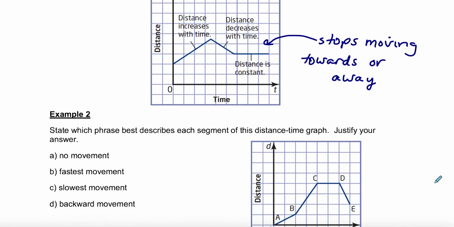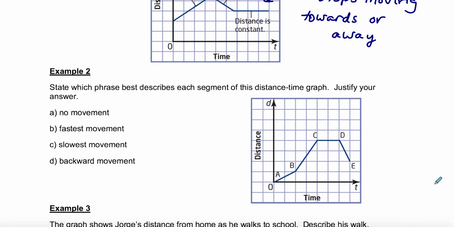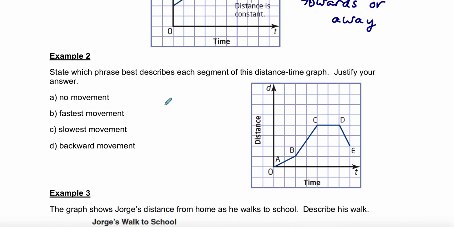So if we look at example 2, state which phrase best describes each segment in the distance time graph. So no movement. I think the segment here, C to D, when it's flat, there is no movement happening. Time is passing, but maybe somebody is tying their shoe. So C to D, there's no movement.